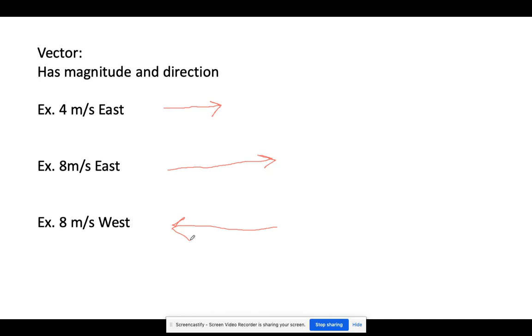So just a really quick reminder, a vector is really not that complicated. It just has magnitude and direction. And to show that, we can just draw arrows. The bigger the number is, the bigger the arrow is, and the arrow should, of course, point in whatever direction we need it to.